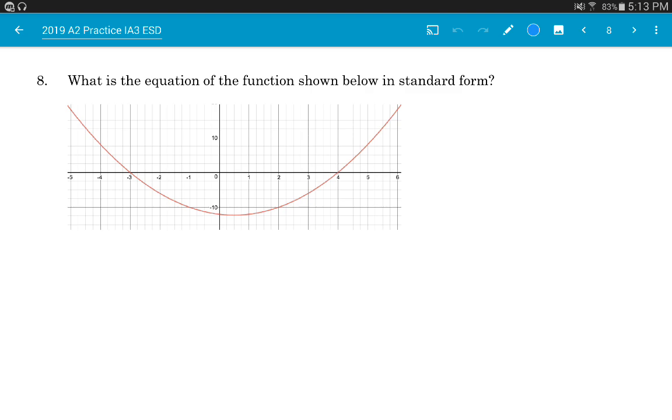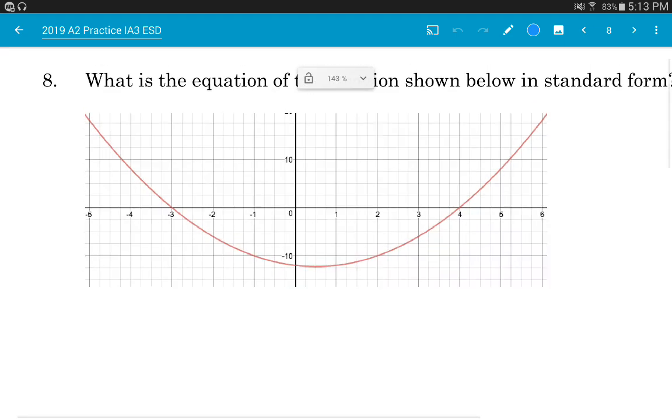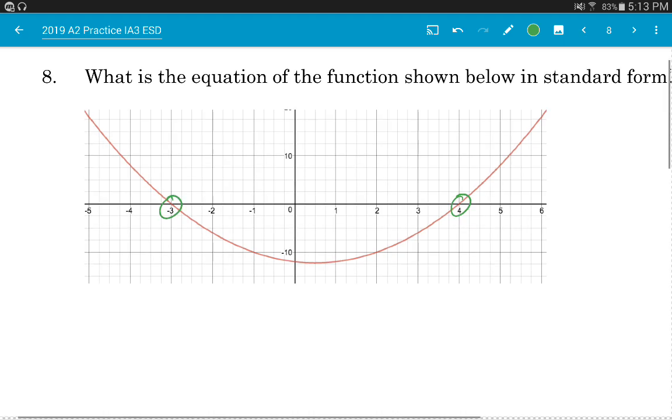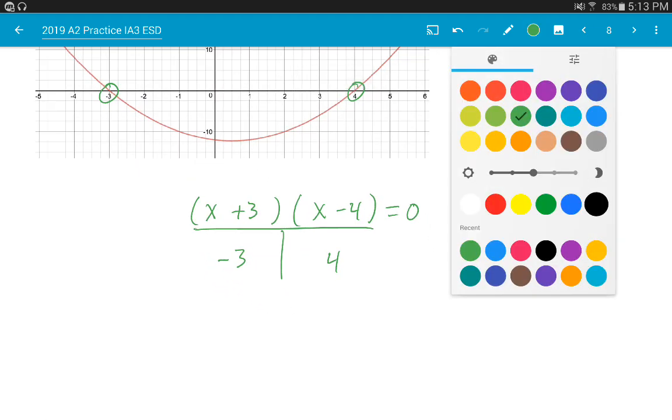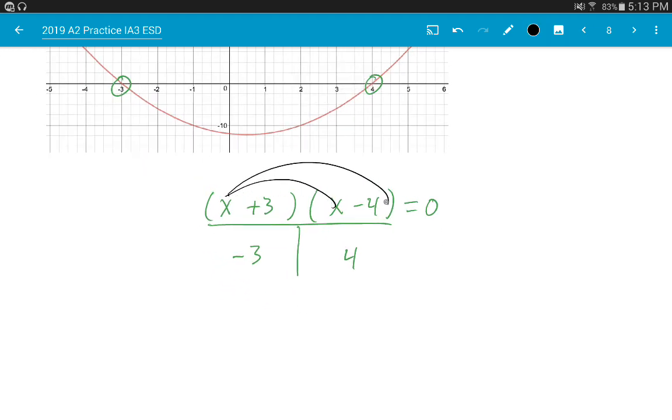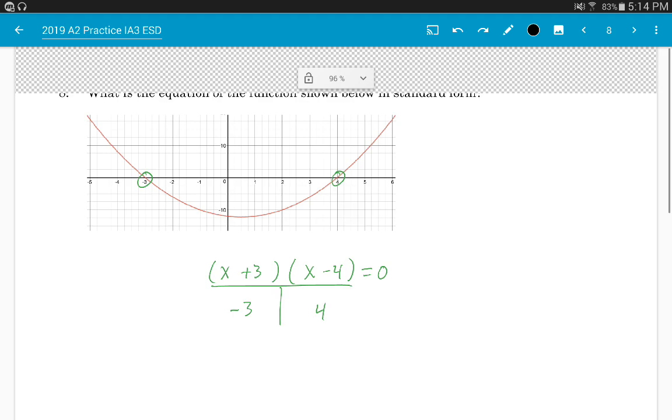All right. Question 8. What is the equation of the function shown below in standard form? Well, the only thing I know about this function, based on its graph, is I know its roots, -3 and +4. So what I can do with that is I can say, well, on a t-chart, these would be down here, -3 and +4. So that tells me that this must be x plus 3, and this must be x minus 4. I can use the box method, or I could use FOIL, first, outer, inner, last, whichever you prefer to do. I'll do the box method just because we do it most consistently in class.